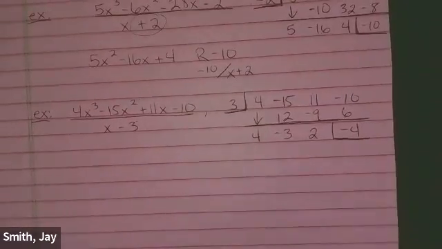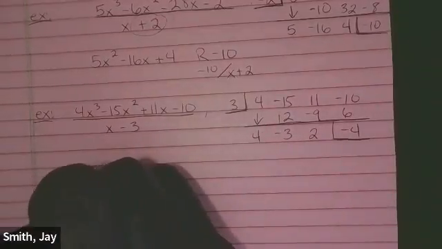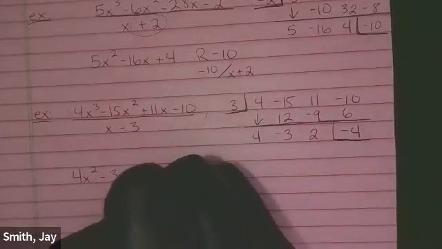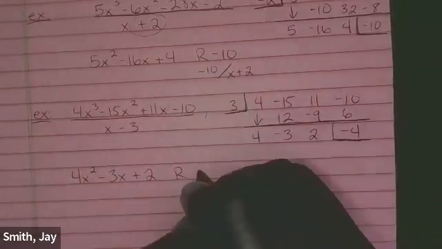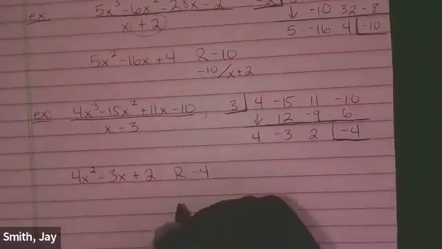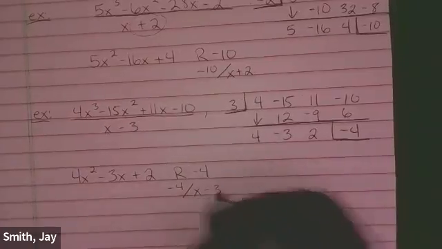So our answer, remember, keep in mind it starts off 1 degree less. It's going to be 4x squared minus 3x plus 2 with a remainder of -4. Another way for us to present that remainder: -4 over x minus 3.